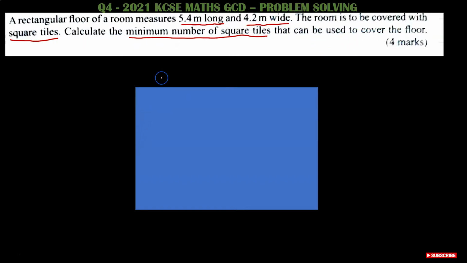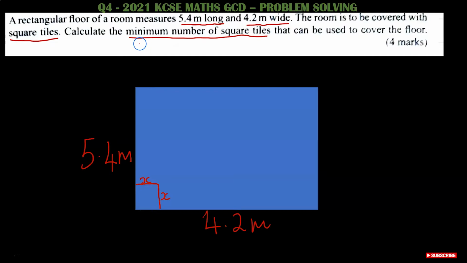So let's put in those measurements that we are given. On this side, the length is 5.4 meters. On this side, the width is 4.2 meters. And this floor needs to be covered by the square tile. So imagine if we have a square tile, something like this. And obviously, because it's a square, the length and the width of this tile has to be the same.